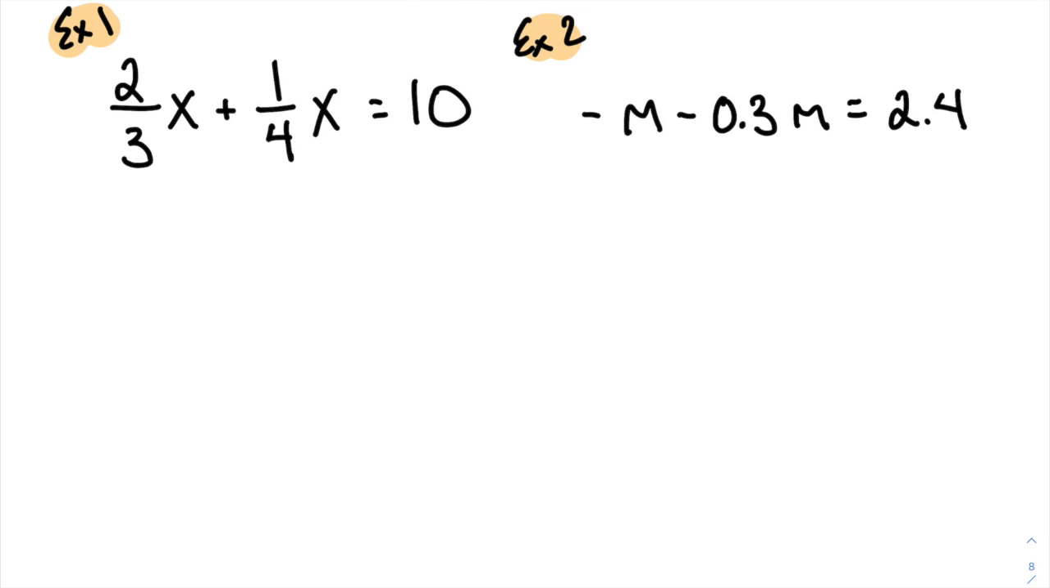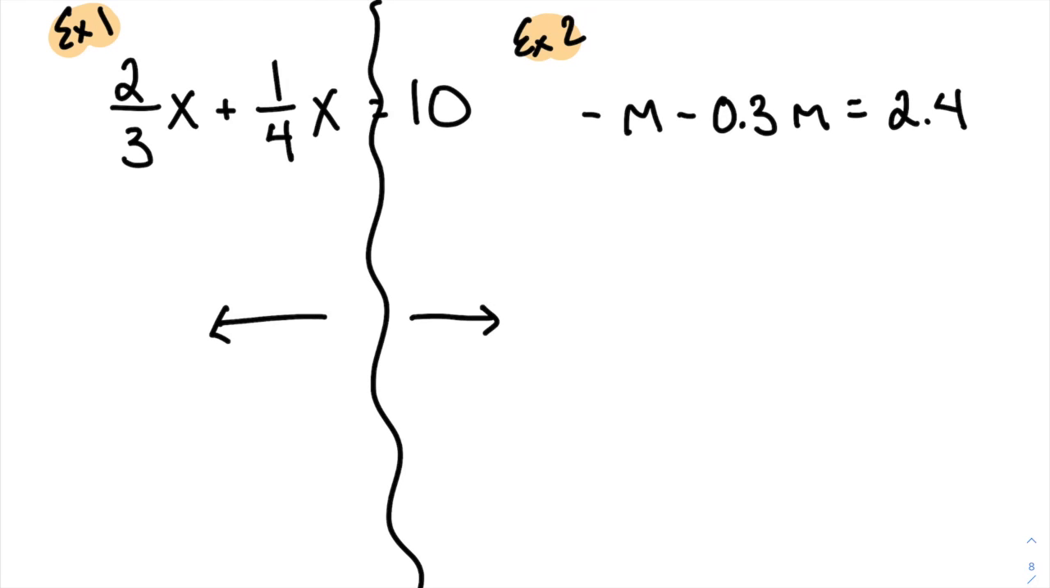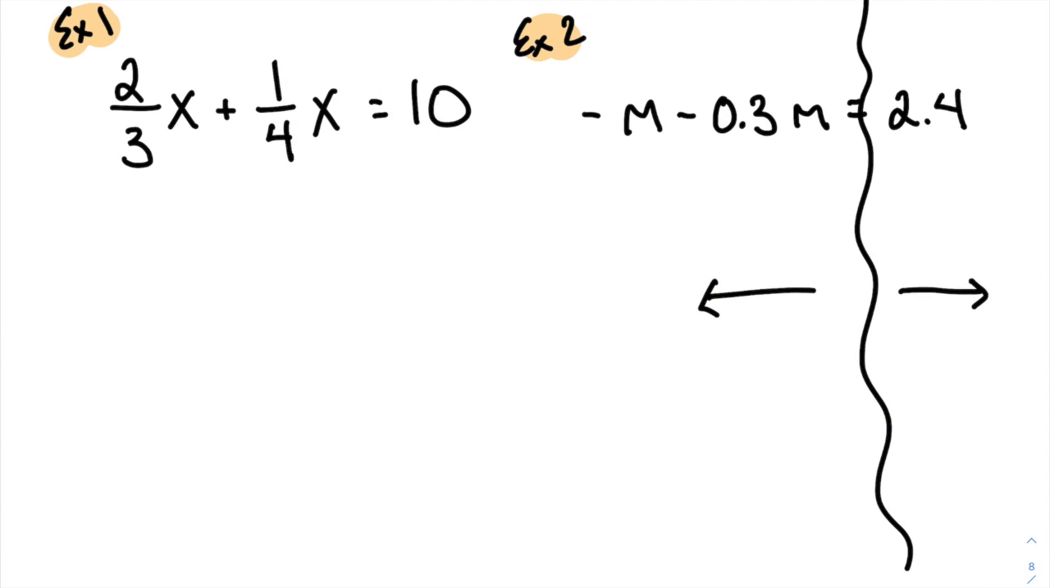What you should notice about combining like terms is that when I split a problem into a left and right, the left is to the left of the equal sign, right is to the right, of course, we could do the same thing here. Split it left and right.